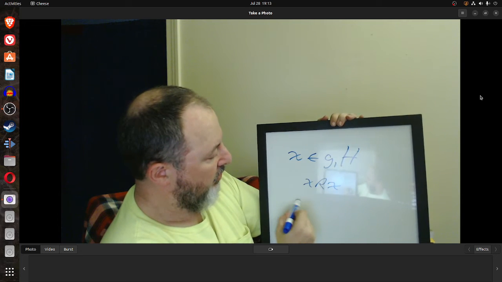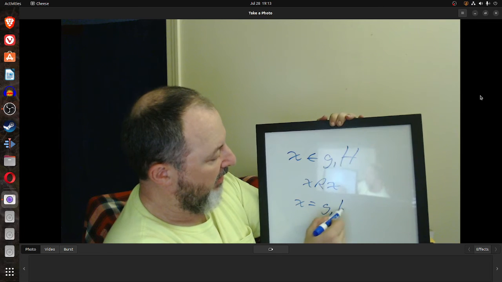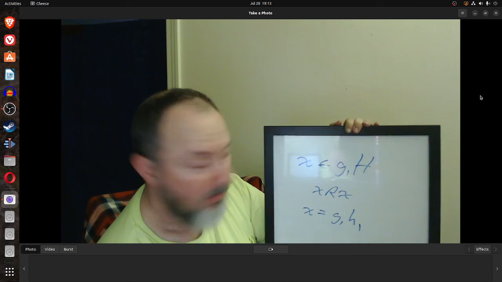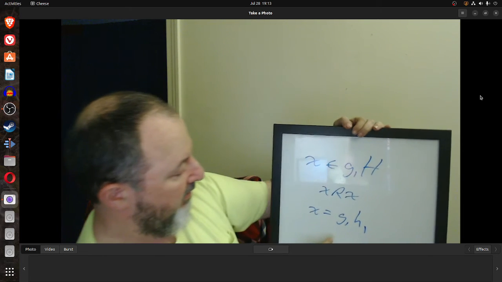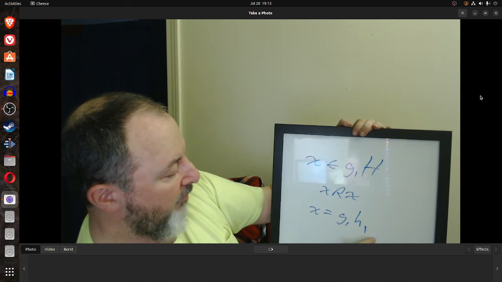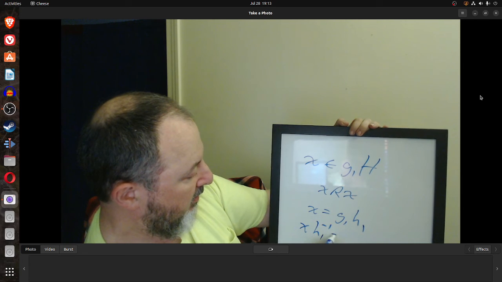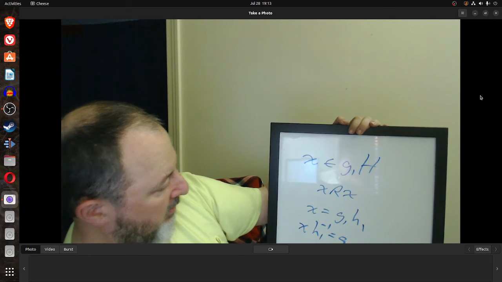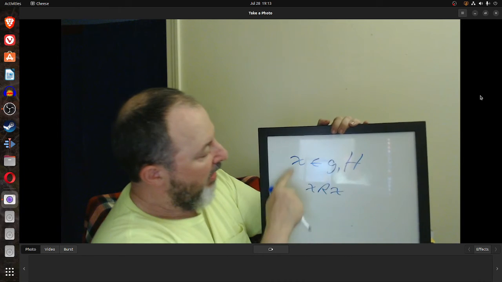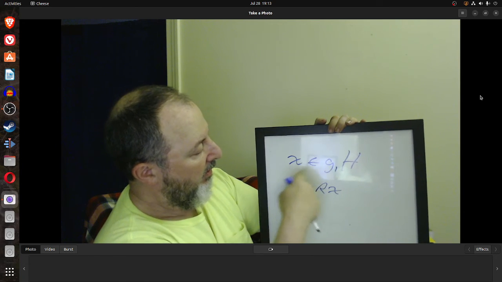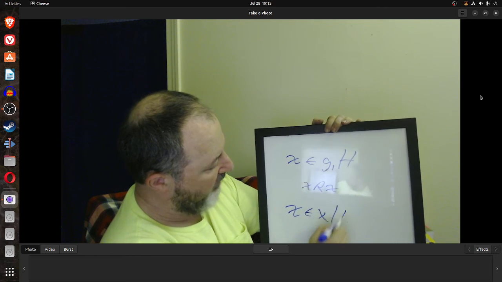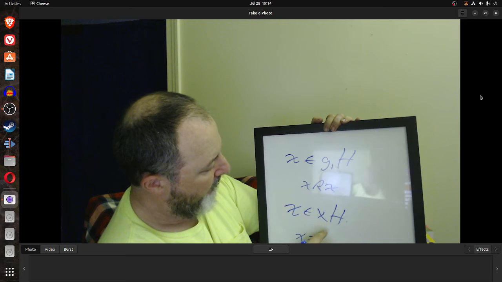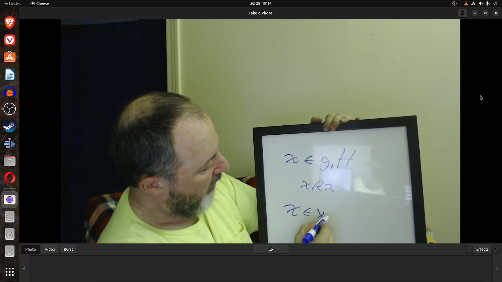So if x is in G1H, x equals G1H1. Oh, well, if x is in this coset, then multiplying on the right by H1 inverse... I got confused for a minute. Sorry about that. X is related to x because, I guess I want to show that x is in xH for some h. So we want to show that x equals x times e.